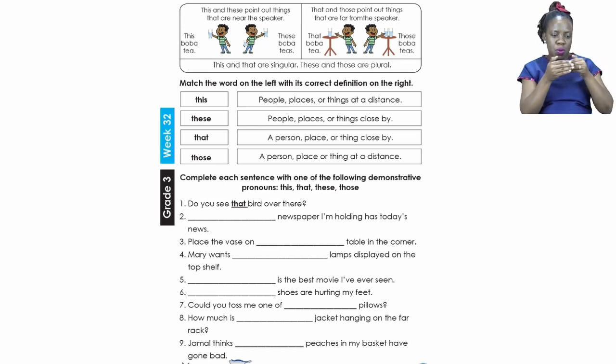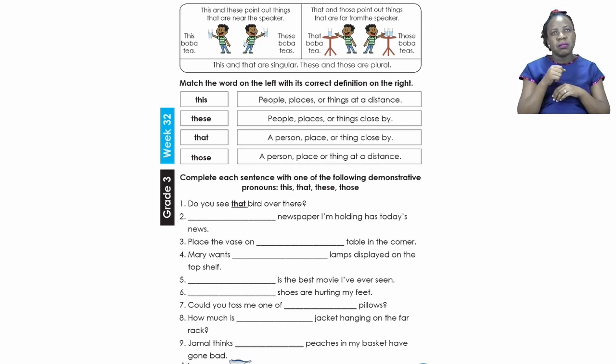To make it easy for us, we're going to do the first part of the exercise. It says, match the word on the left to the correct definition on the right. Let's take a look at the word this. Now, when do we use this? Do we use it for people, places, or things at a distance? Or do we use it for people, places, and things close by? Well, I think we use it for people and places close by, because remember the boy, he was holding it saying, this is boba tea.